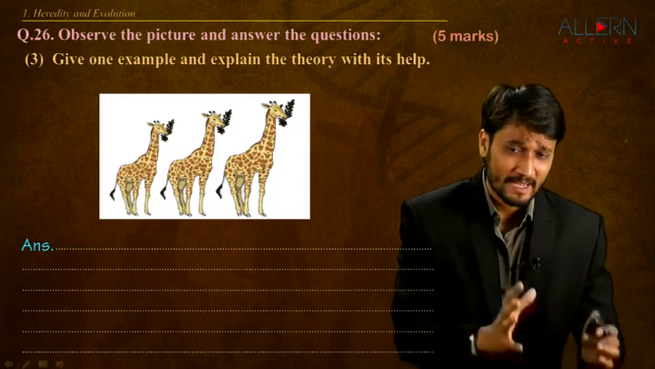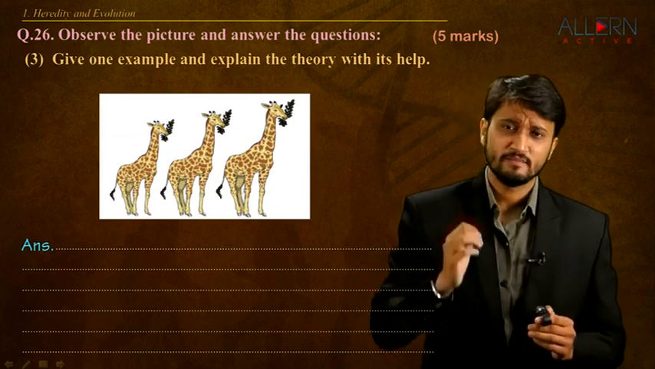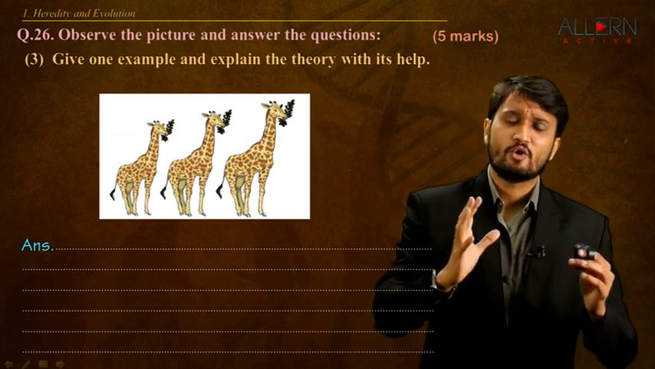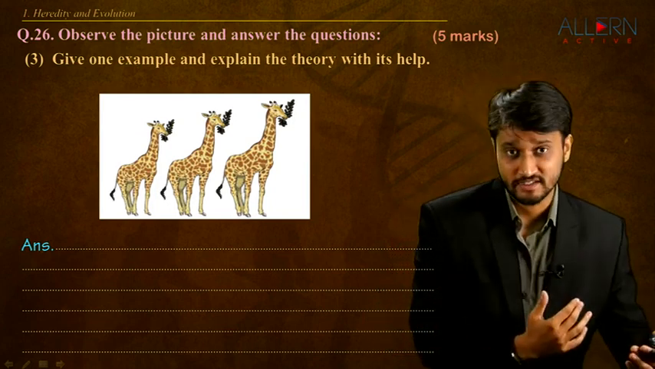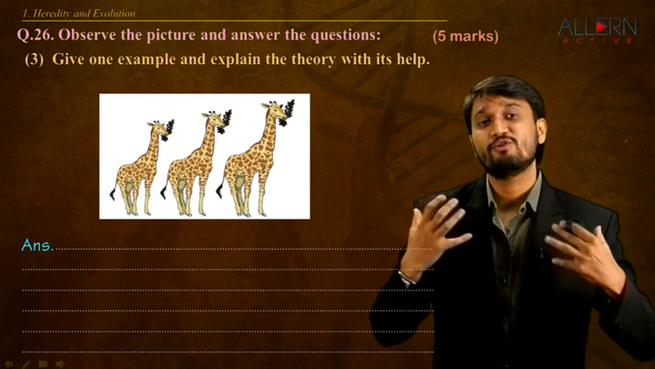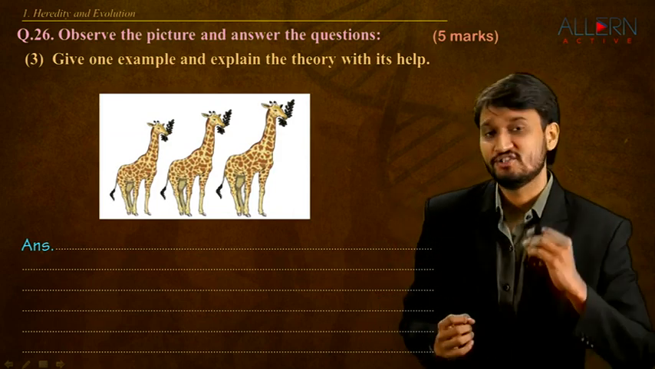So the example that we are going to use is the same example given over here, that of a giraffe. First, let's explain it. According to Lamarck, organisms either show activity or laziness, because of which there are morphological changes in their body, and these changes are passed on to the next generation.